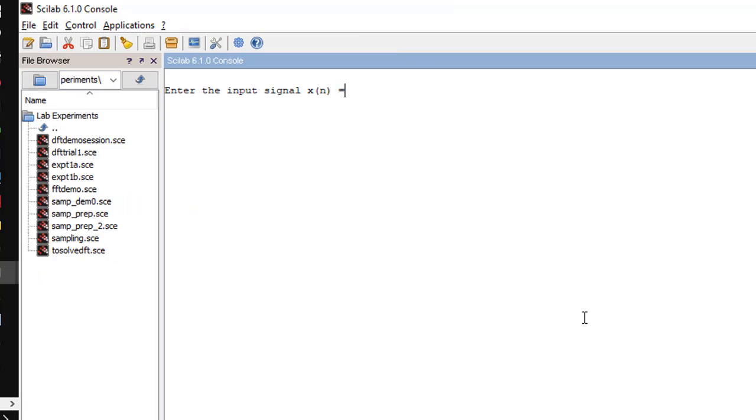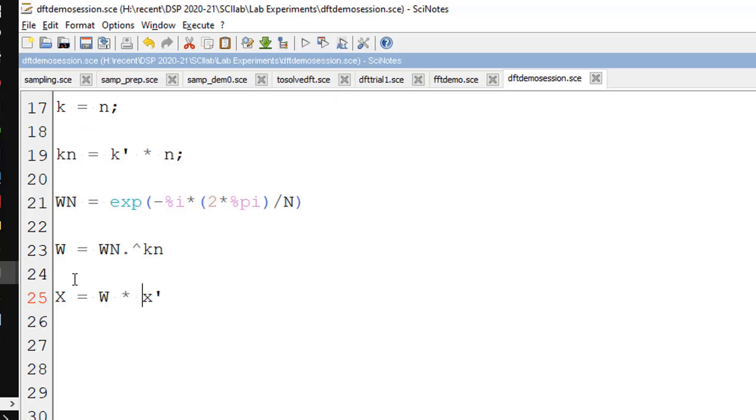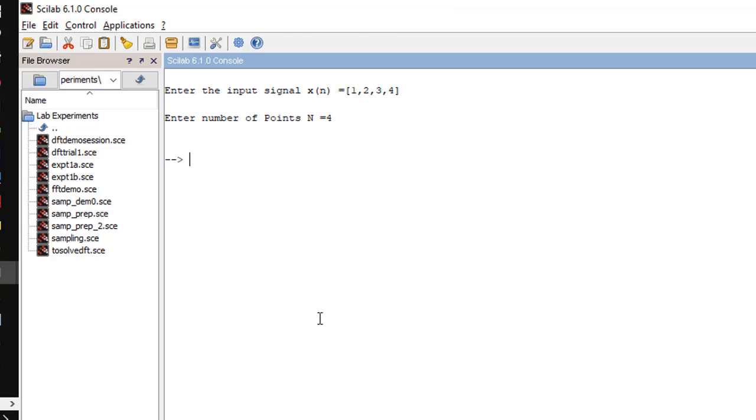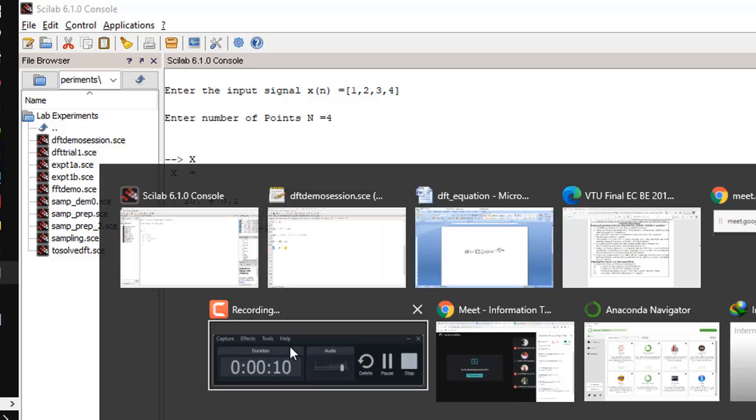Fine. Now we shall run it. We give the sequence 1, 2, 3, 4. Hit enter. Enter the number of points, 4. Which variable has the answer? Capital X has the answer. If I just type capital X and hit enter, we get 10, minus 2 plus 2j, and so on. This is basically 0, so don't get confused. This is minus 0.000 up to 16 places, basically 0. So what we get is 10, minus 2 plus 2j, minus 2, and minus 2 minus 2j. Yeah, we are done now.